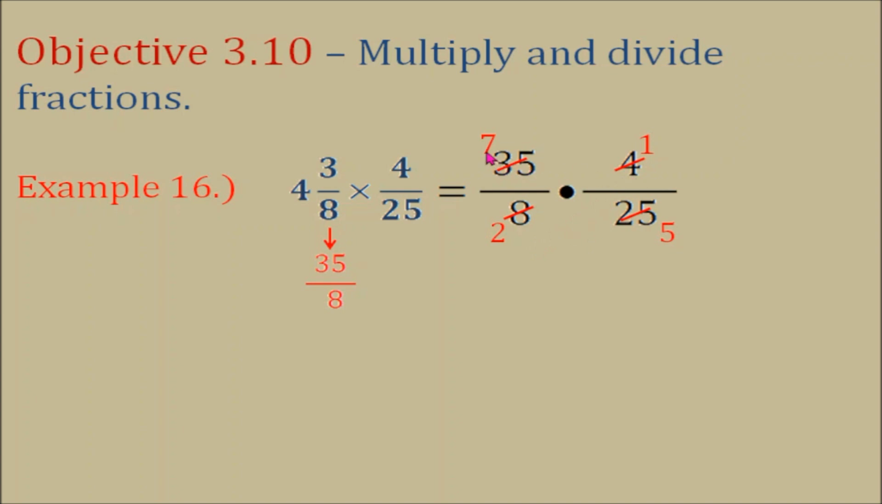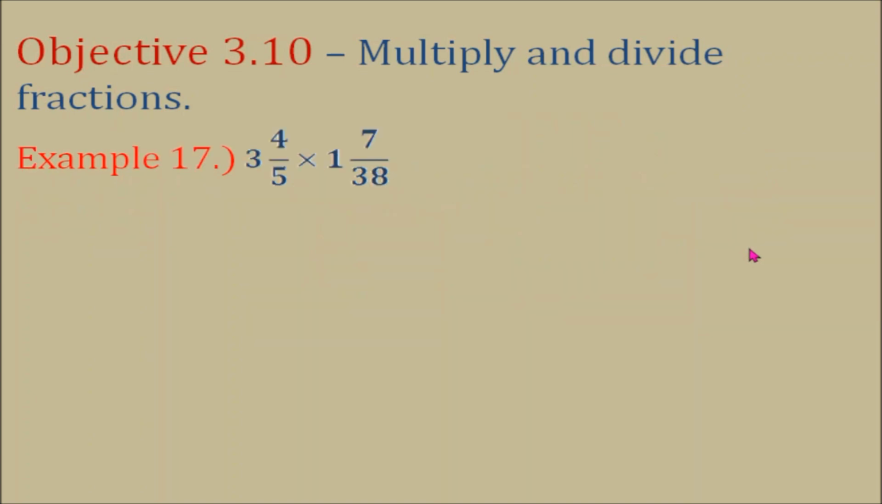So now we can multiply the numerators and multiply also the denominators. 7 times 1 is 7. 2 times 5 is 10. So this is our answer, 7 over 10.